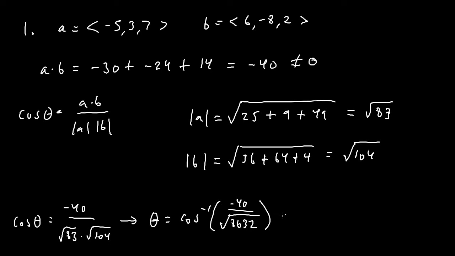And so in degrees, that should give you a value of around 116 degrees. 116 degrees does not equal 0 or 180 degrees. So we know that this is classified as neither parallel nor perpendicular or orthogonal.